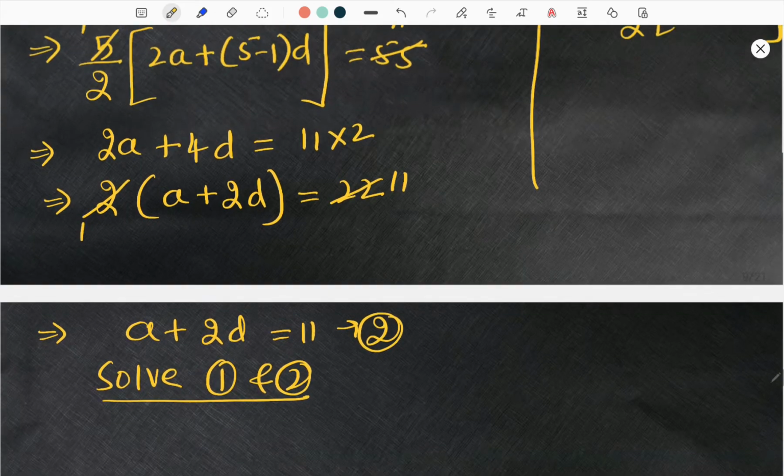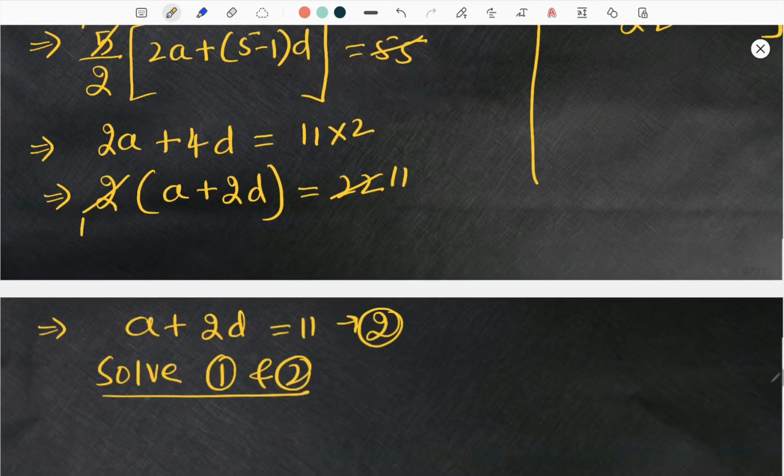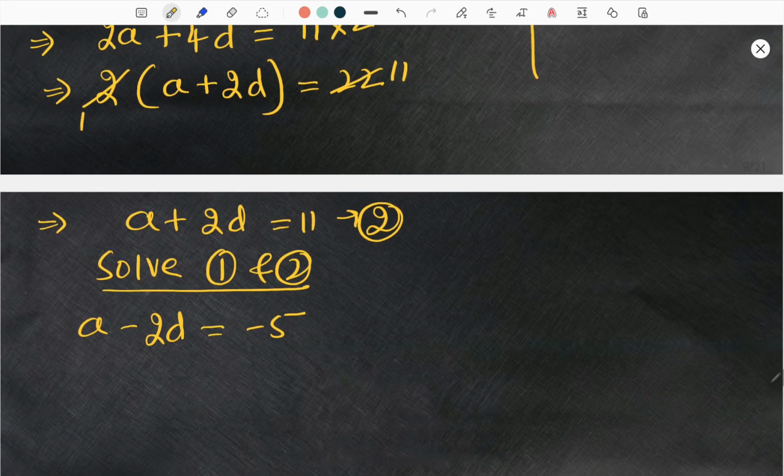So what is equation number 1? What I have got, look at this: a minus 2d is equal to minus 5. Let me write that: a minus 2d is equal to minus 5. Alright. Now similarly, the second equation is a plus 2d is equal to 11.